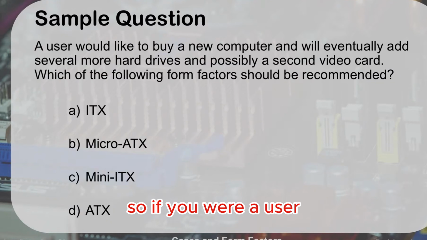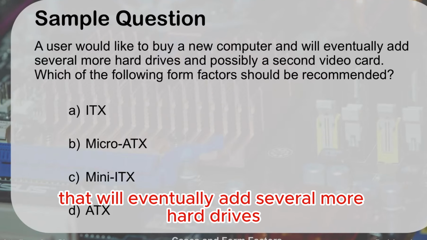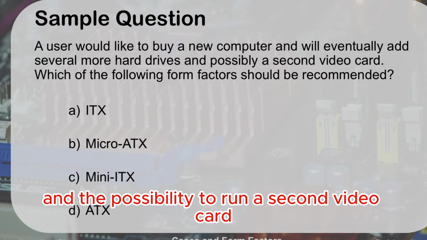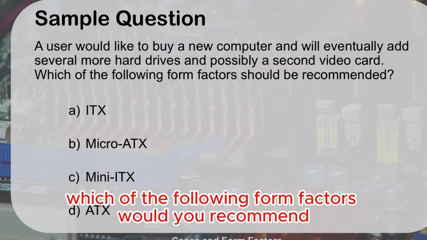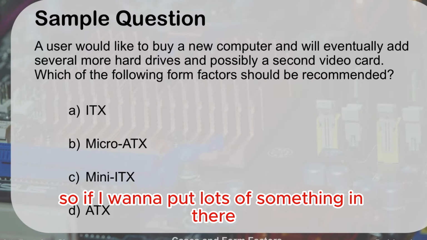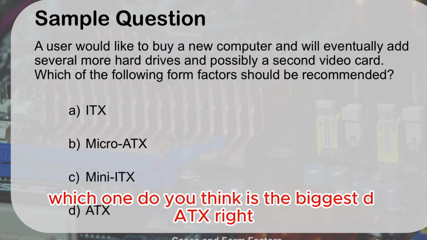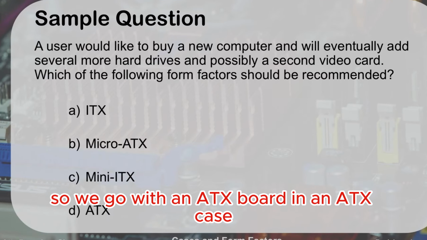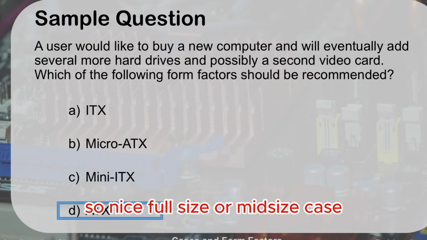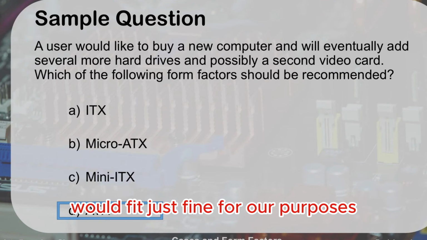So, if you were a user and you wanted to buy a new computer that will eventually add several more hard drives and the possibility to run a second video card, which of the following form factors would you recommend? So if I want to put lots of something in there, which one do you think is the biggest? D, ATX, right? So we go with an ATX board, in an ATX case. So a nice full size or a mid-size case with a full ATX board would fit just fine for our purposes.